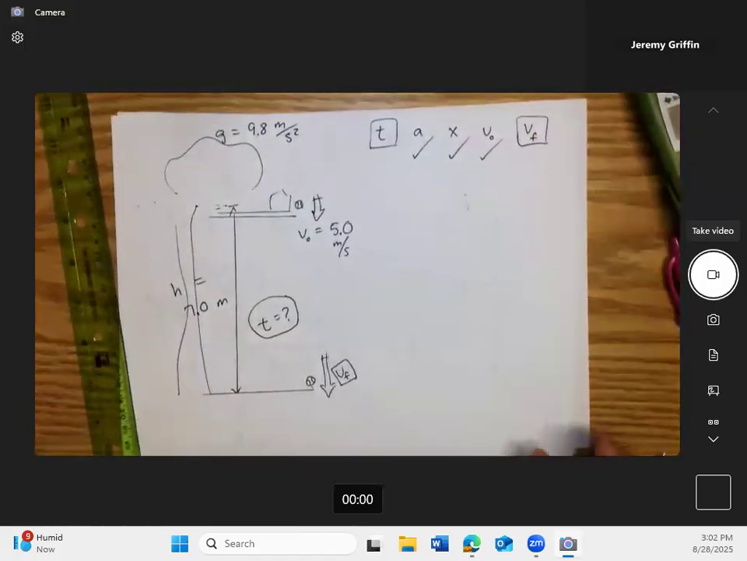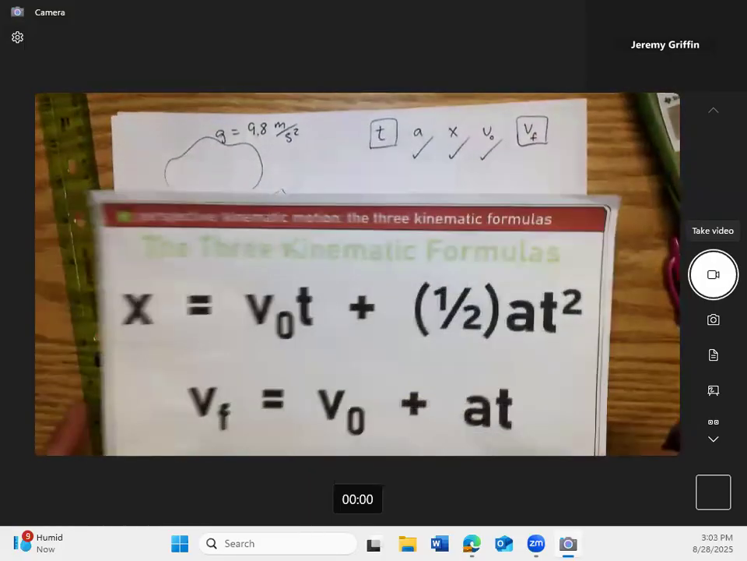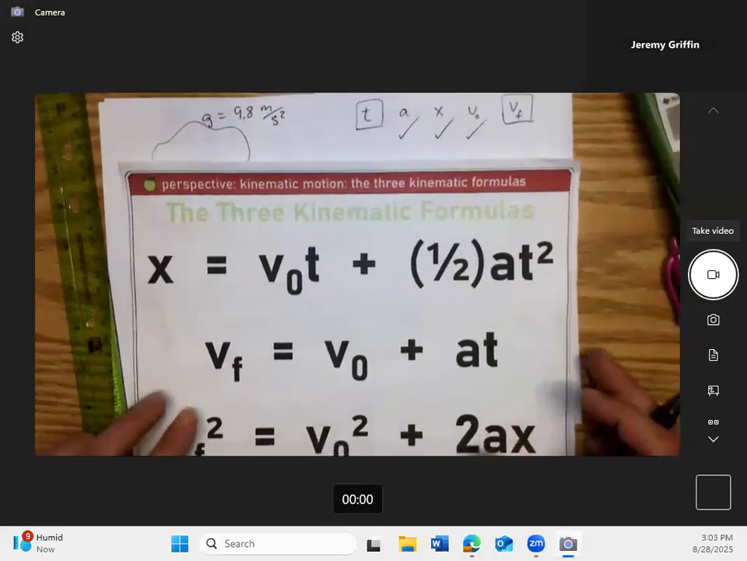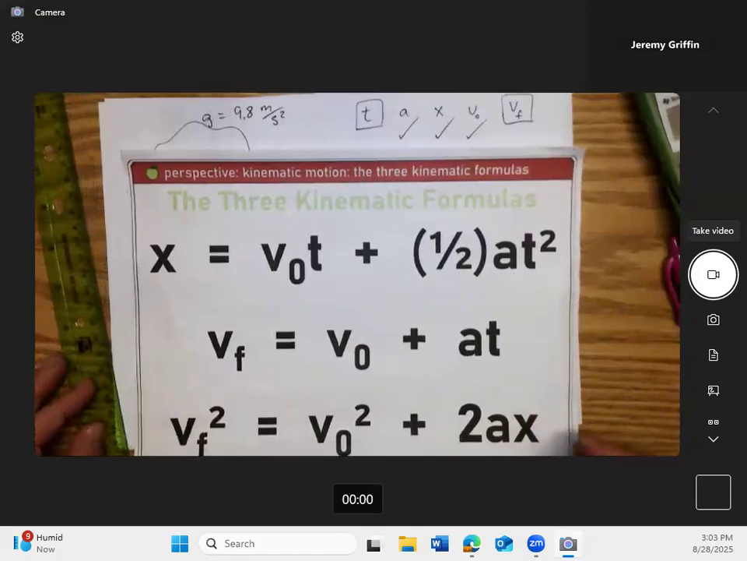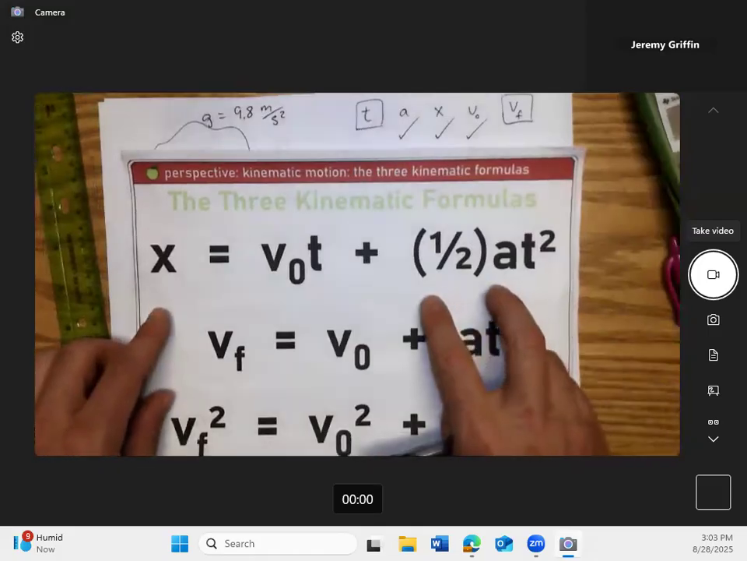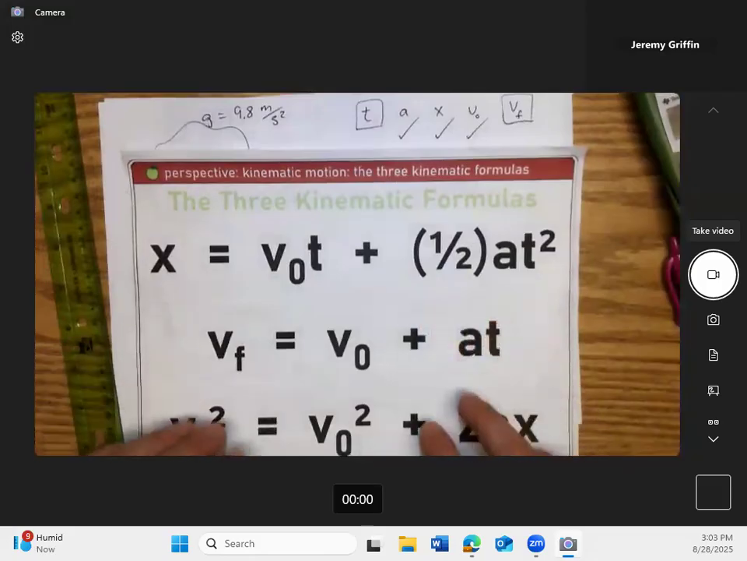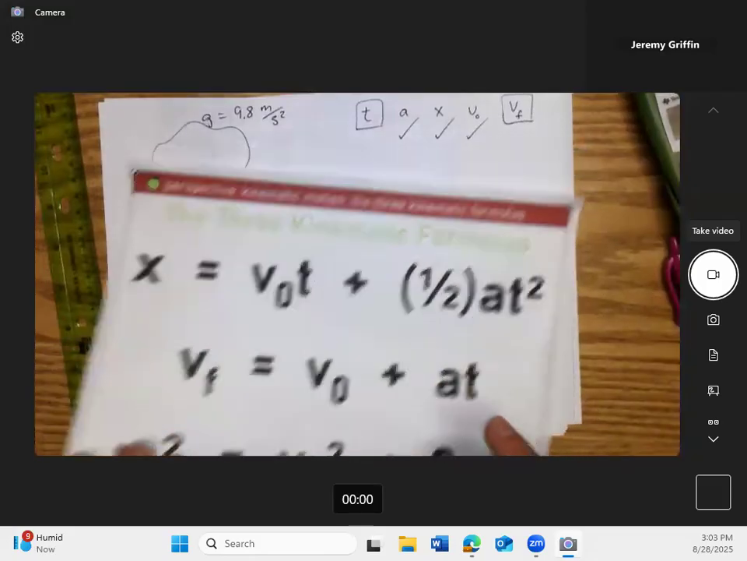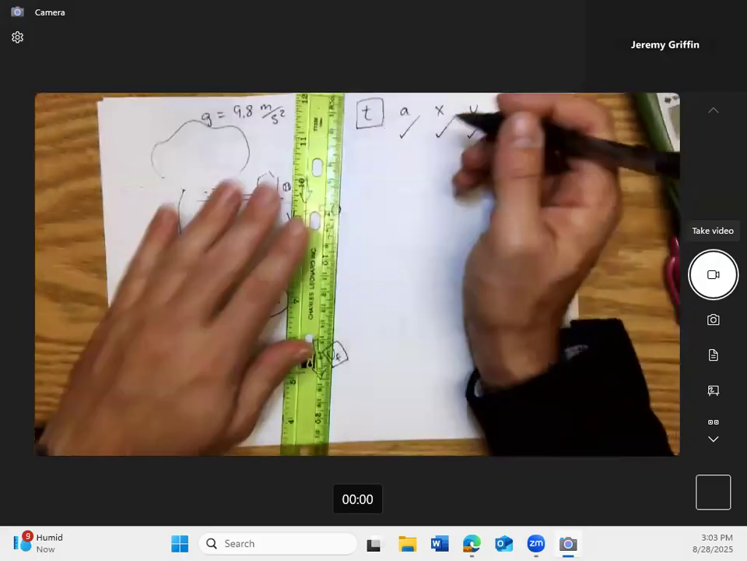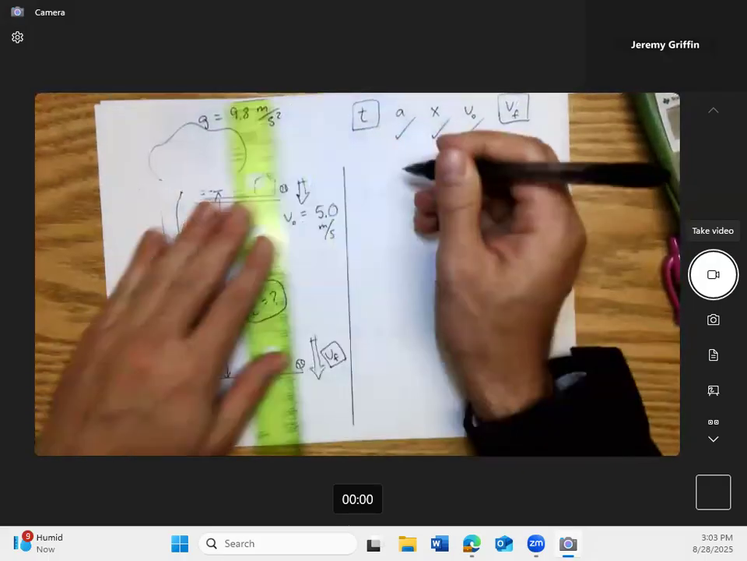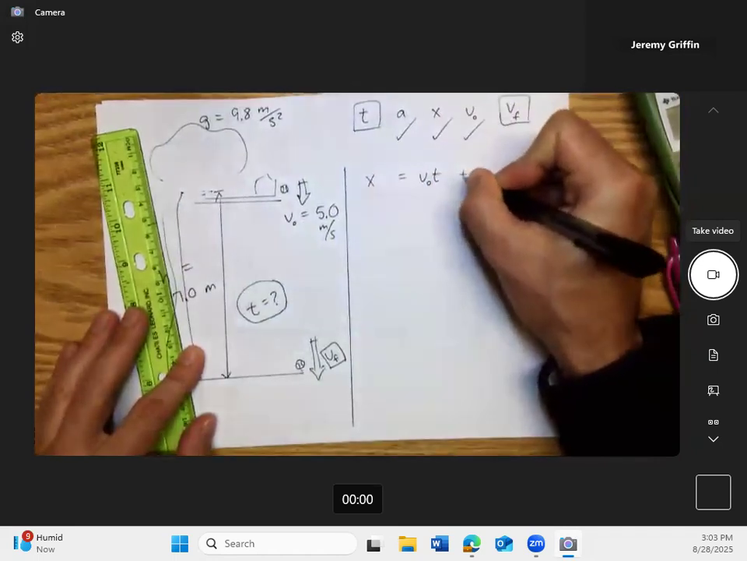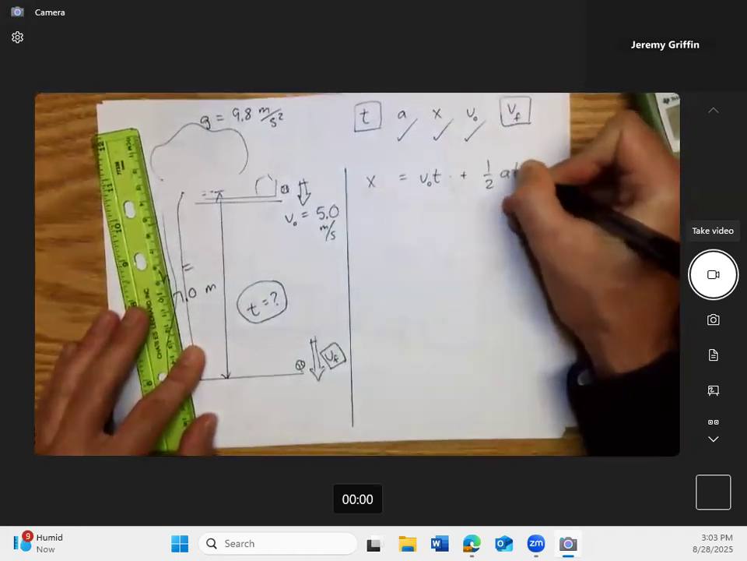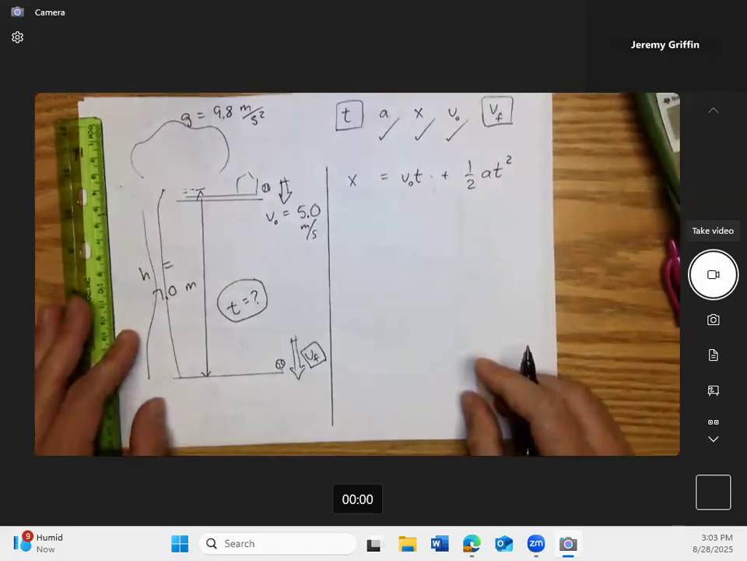So what do you guys think is probably the best way to navigate? First, second, or third? First one? Ooh, this is going to be fun. Let's do the first one. You chose interestingly. Yes, let's go. x equals v naught t plus 1/2 a t squared. There's no going back now.